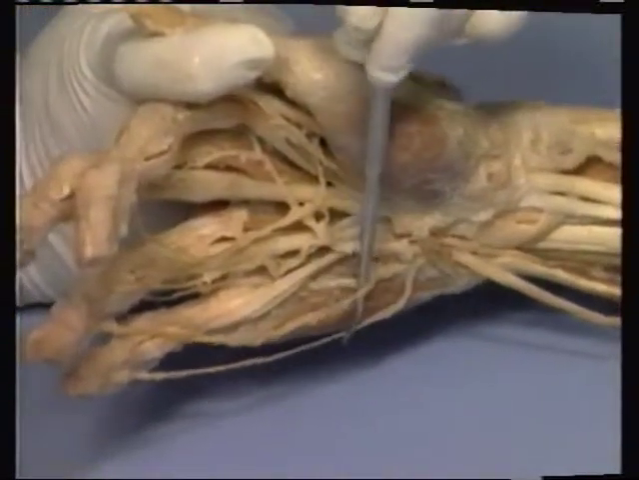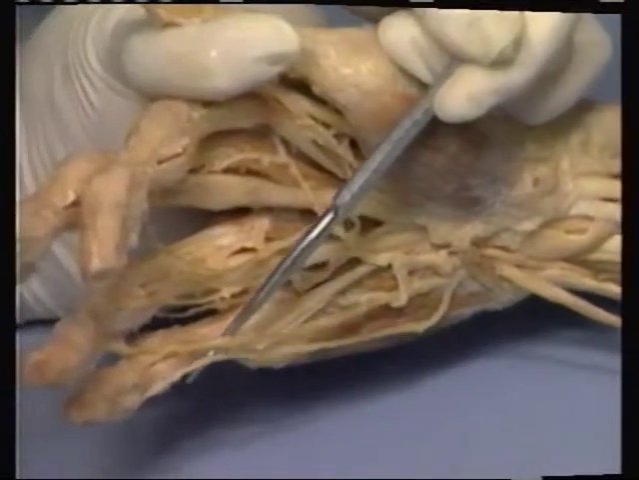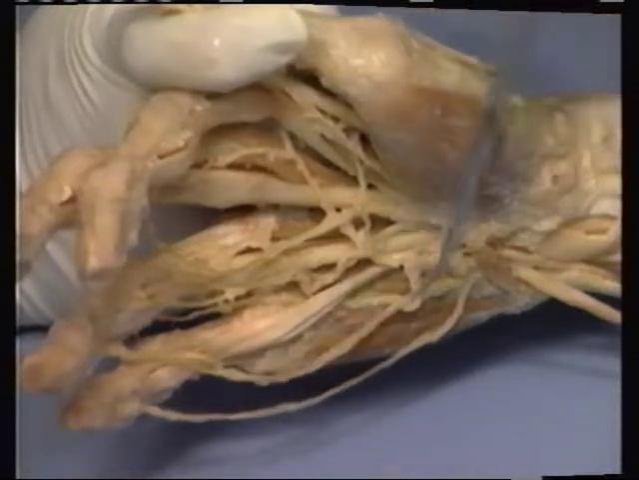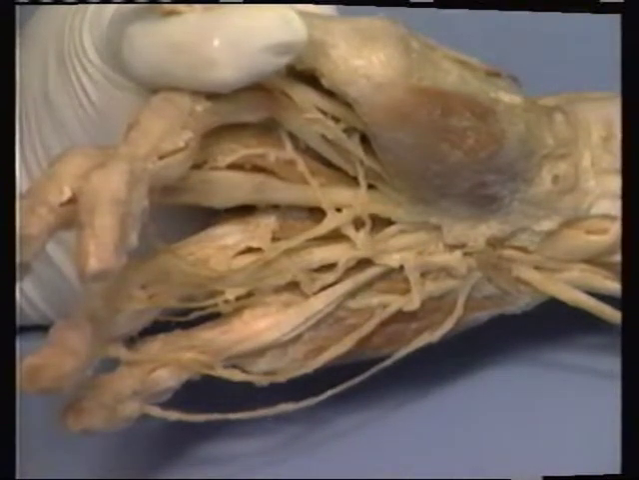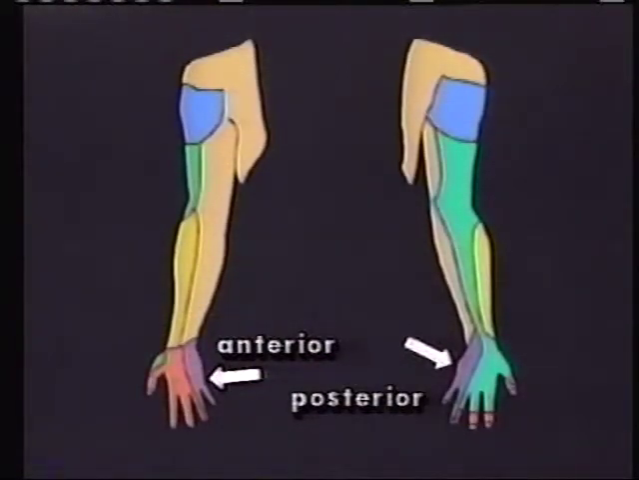In the hand, the ulnar nerve supplies most of the intrinsic muscles, which includes the hypothenar mass, the medial two lumbricals, the interossei, and the adductor of the thumb. Its cutaneous distribution is to the medial third of the anterior and posterior hand.